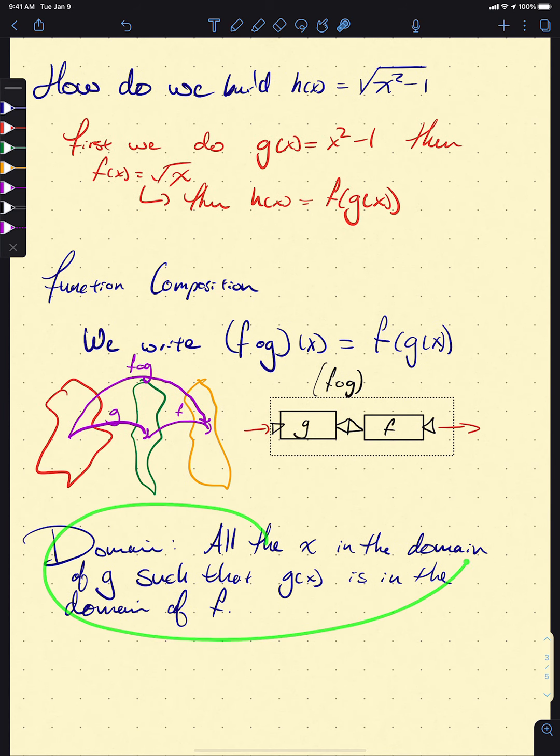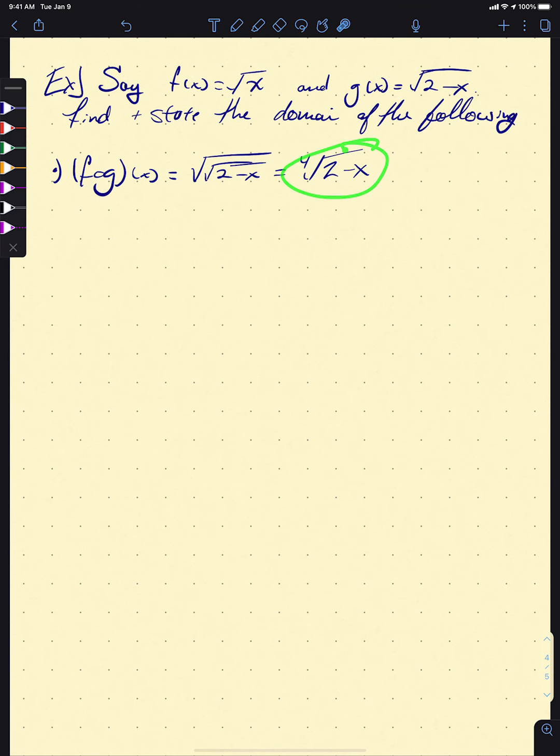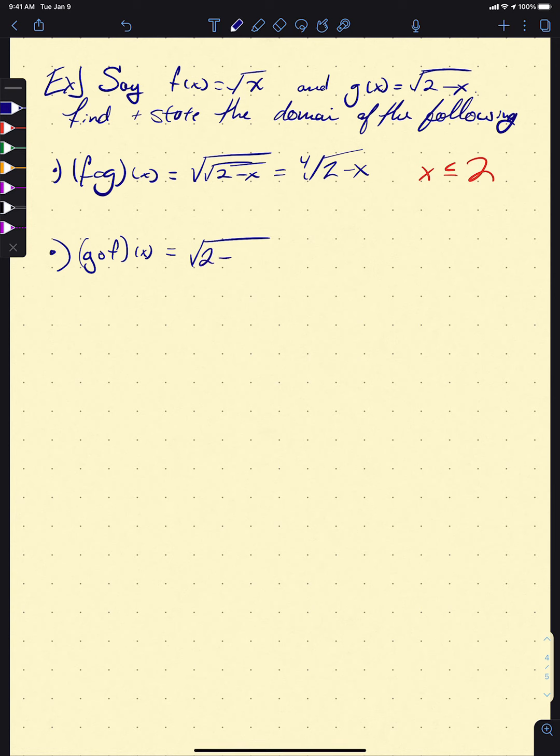Rather than thinking about this, the other way that we can do this is to look for the domain of this new function. Well, we have an even root, so the input needs to be non-negative. That quickly points to my domain. X has to be less than or equal to 2. Nice and simple. What about the other way, g of f? G circle f. Well, we're going to do g, and everywhere we see an x in g, we'll put an f of x. So 2 minus this, so we get the square root of 2 minus the square root of x.